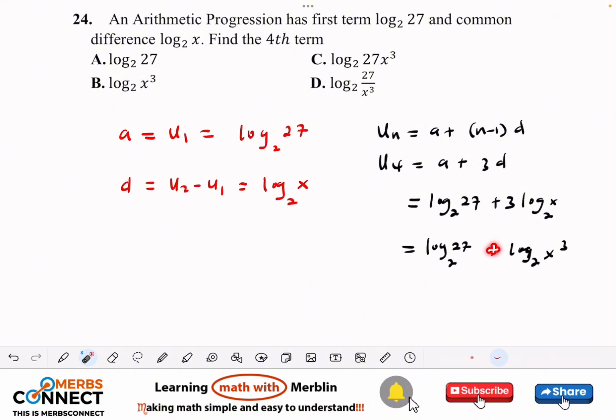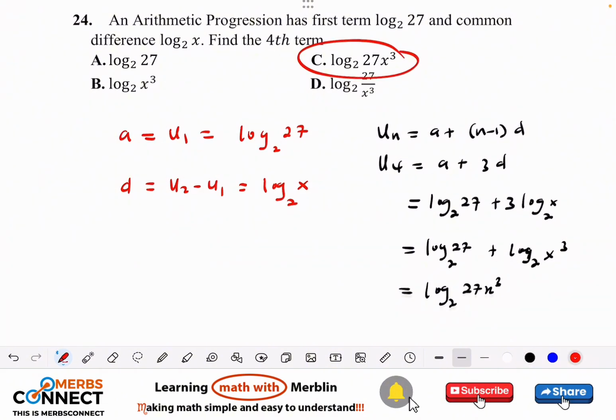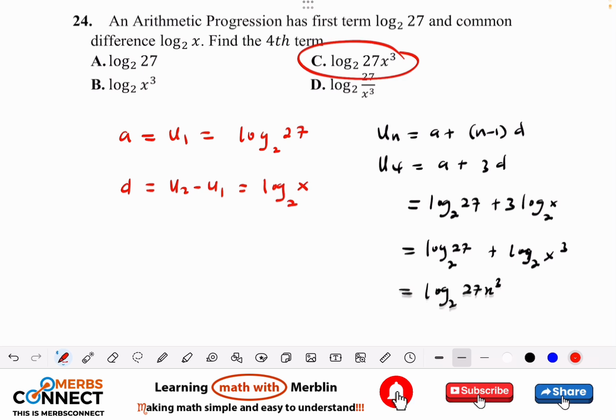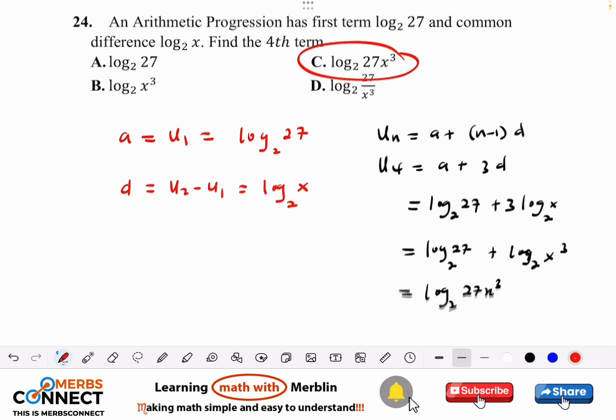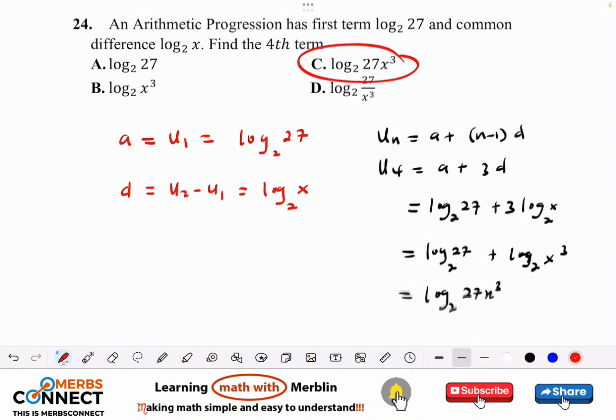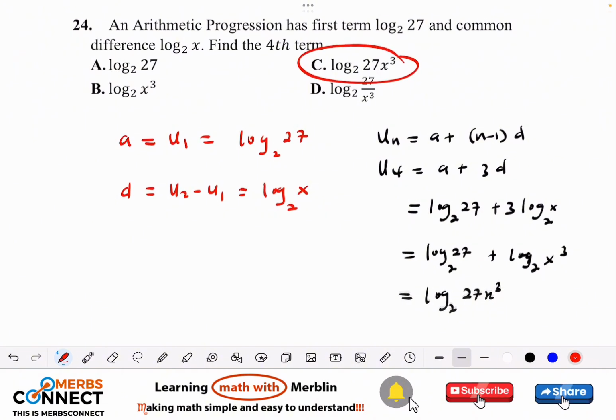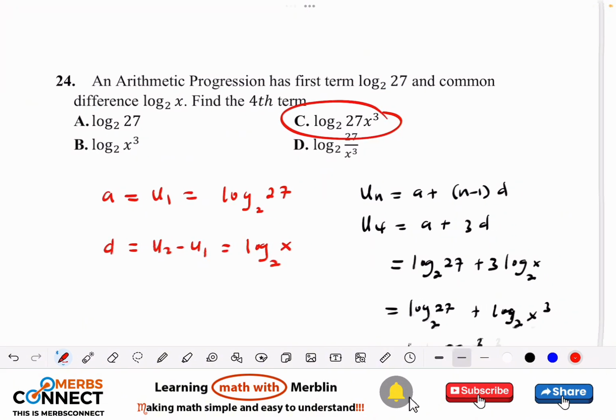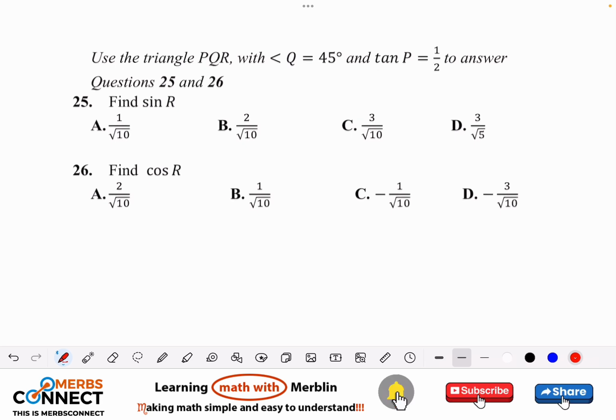If it is addition and the bases are the same, we can just multiply this and this. So this can be written as log of 27 x to the power 3. Is it there? Yes, it is there, which is right here. So you see, you know it, but you should also know some of the basics of some of the things so that you can do the manipulations and get your results there, right? So it's so nice.